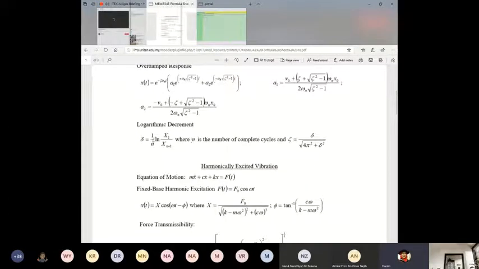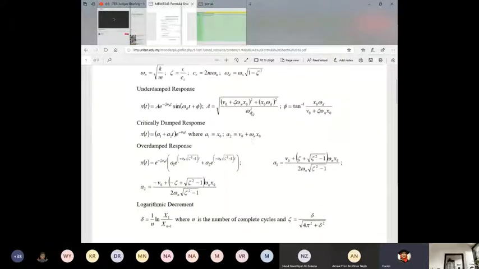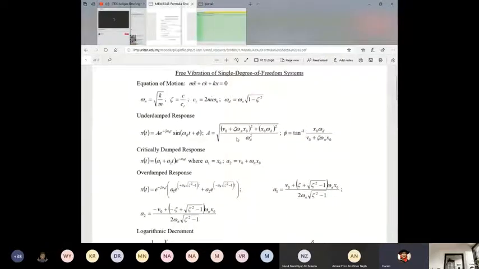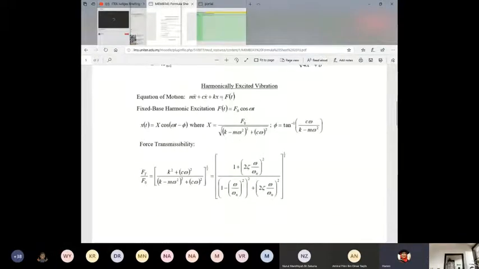And then at the end of chapter 2, we talk about logarithmic decrement. So basically you want to find the delta. In real life, you don't really have a mass spring damper system. It's quite similar to what we're going to talk about today. This is chapter 3, harmonically excited vibration. You don't have a nice mass spring damper system.